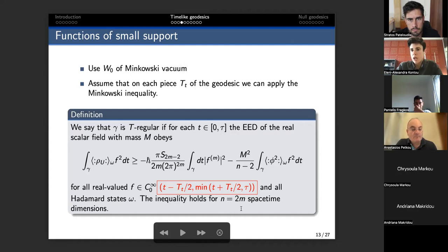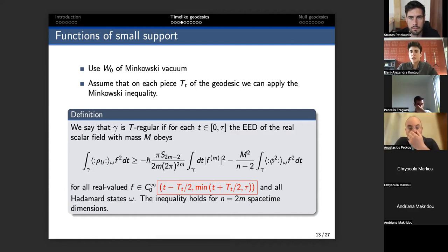An additional assumption we made is that the space-time is even-dimensional. In this case, we know what M is: M is half the number of space-time dimensions. So for 4 dimensions, M is equal to 2. This S here is the area of the 2M minus 2 sphere.